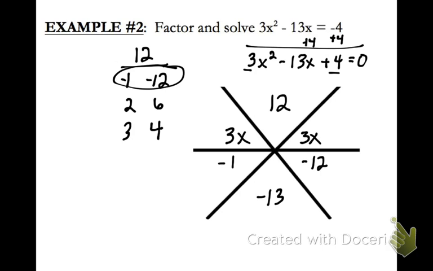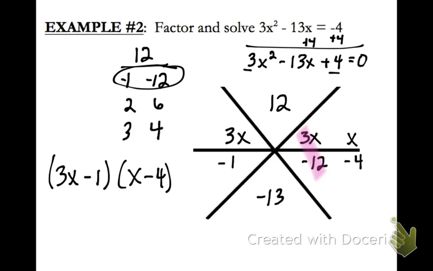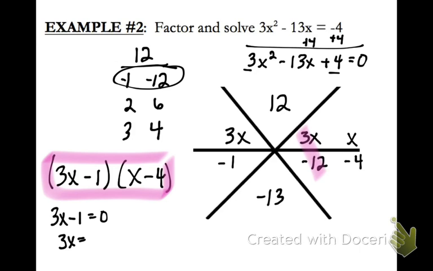Okay, the fraction on the left we cannot simplify, but the fraction on the right we sure can. If we divide both of those by 3, we get x over negative 4. So our final answer, we get 3x minus 1 and x minus 4. Here's your factored form. And then to solve this, we set each equal to 0, add the 1 over, and divide by 3. And for the second parentheses, we just get a positive 4.